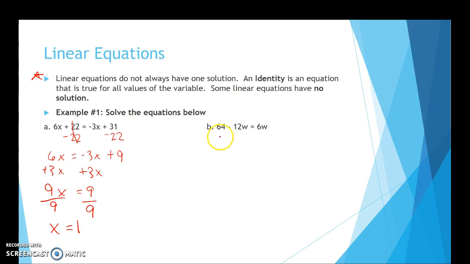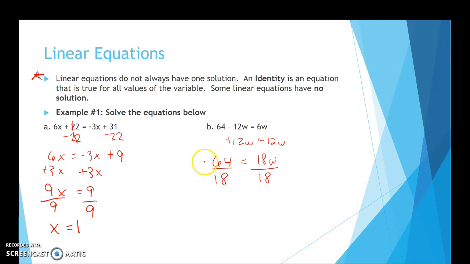The next equation here, we have 64 minus 12w equals 6w. I want to get the w's on one side and the numbers by themselves on the other. So I'm going to add 12w on the left, and I'm going to add 12w on the right. So what I get is 64 equals 6w plus 12w, which is going to give me 18w. Again, I want to get w by itself, so I'm going to divide 18 to both sides.